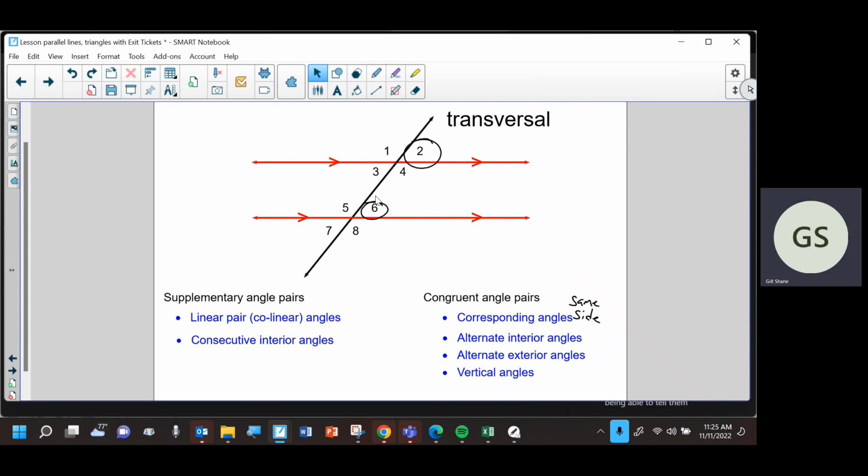It might not hurt to do one of the IXLs real fast about naming, just to make sure you get it down. Okay, last, and then I'll let you go, and then you should know what linear pair is. Consecutive interior angles. Those are same side, different measure. So this consecutive interior, same side.